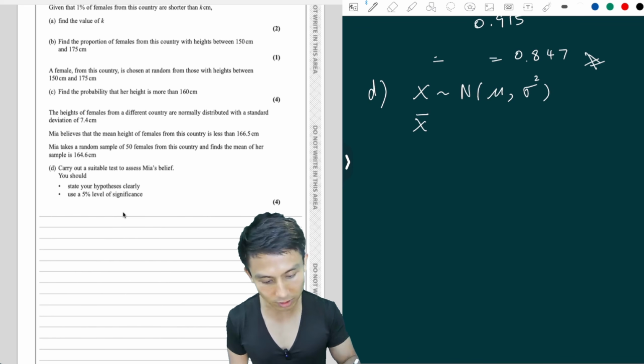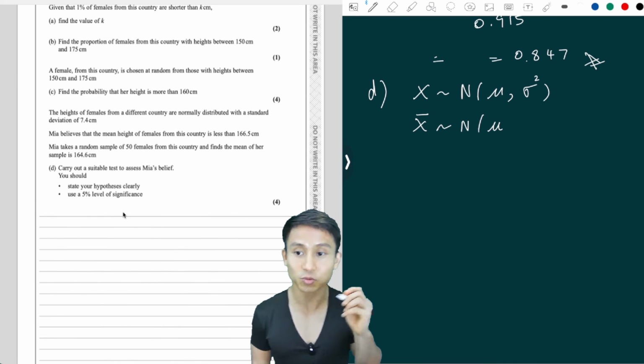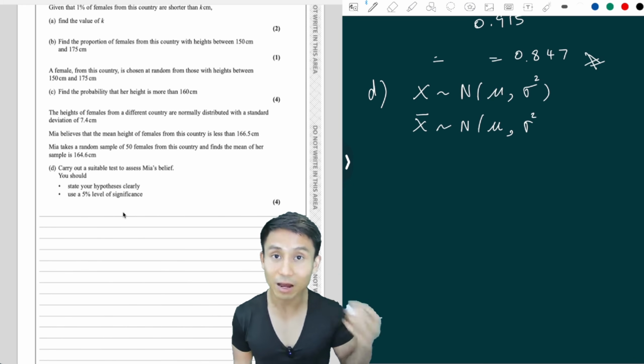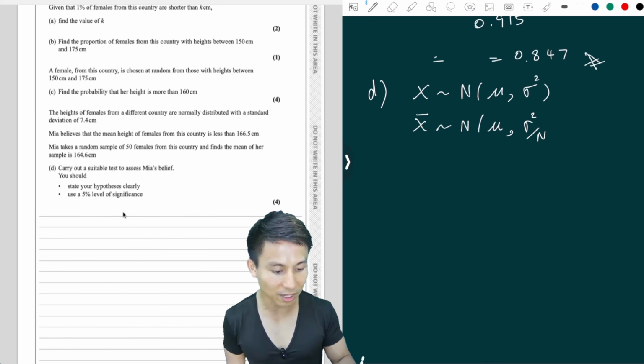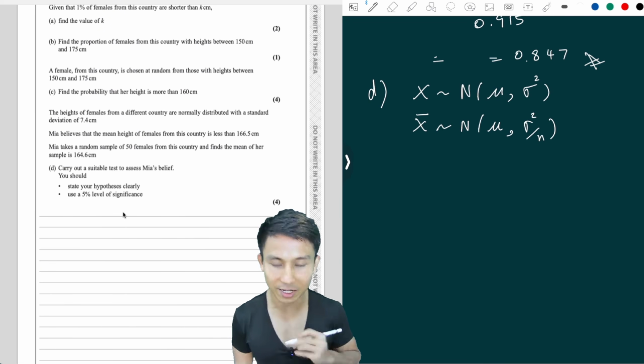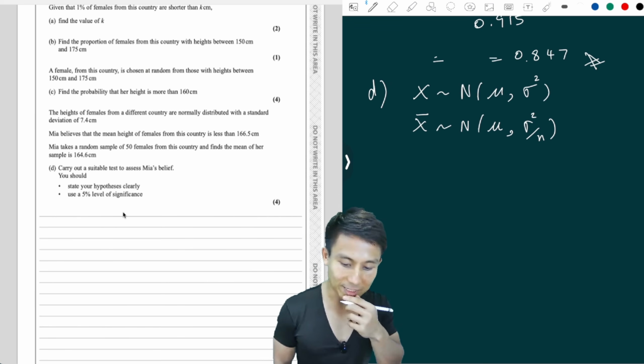So we do this, and that's still going to be the mean. We are assuming the same mean here, but the standard deviation will be, and the variance will be, sigma squared over n. And this n should be a little n maybe, because the big N is already used for normal distribution. Okay, so we are testing that.